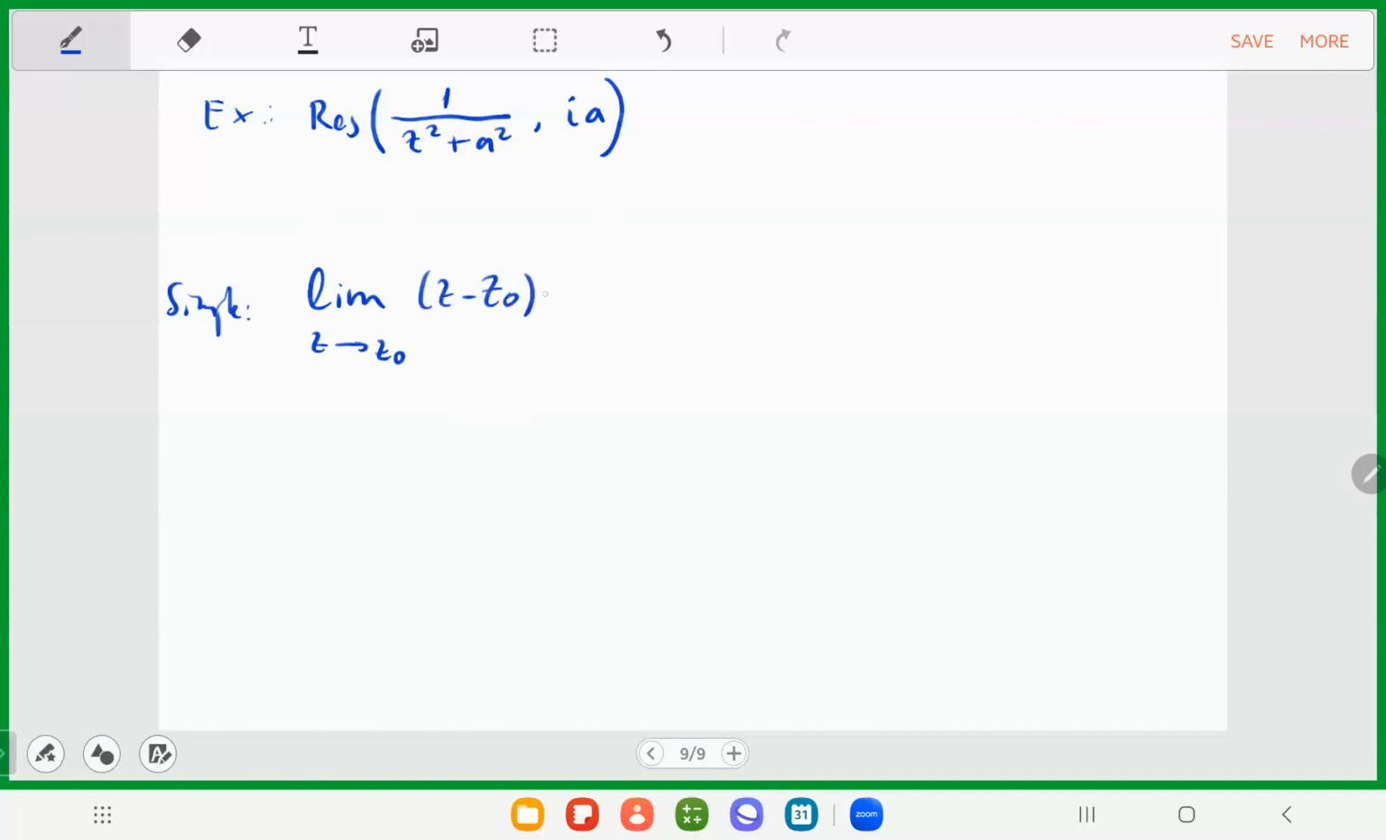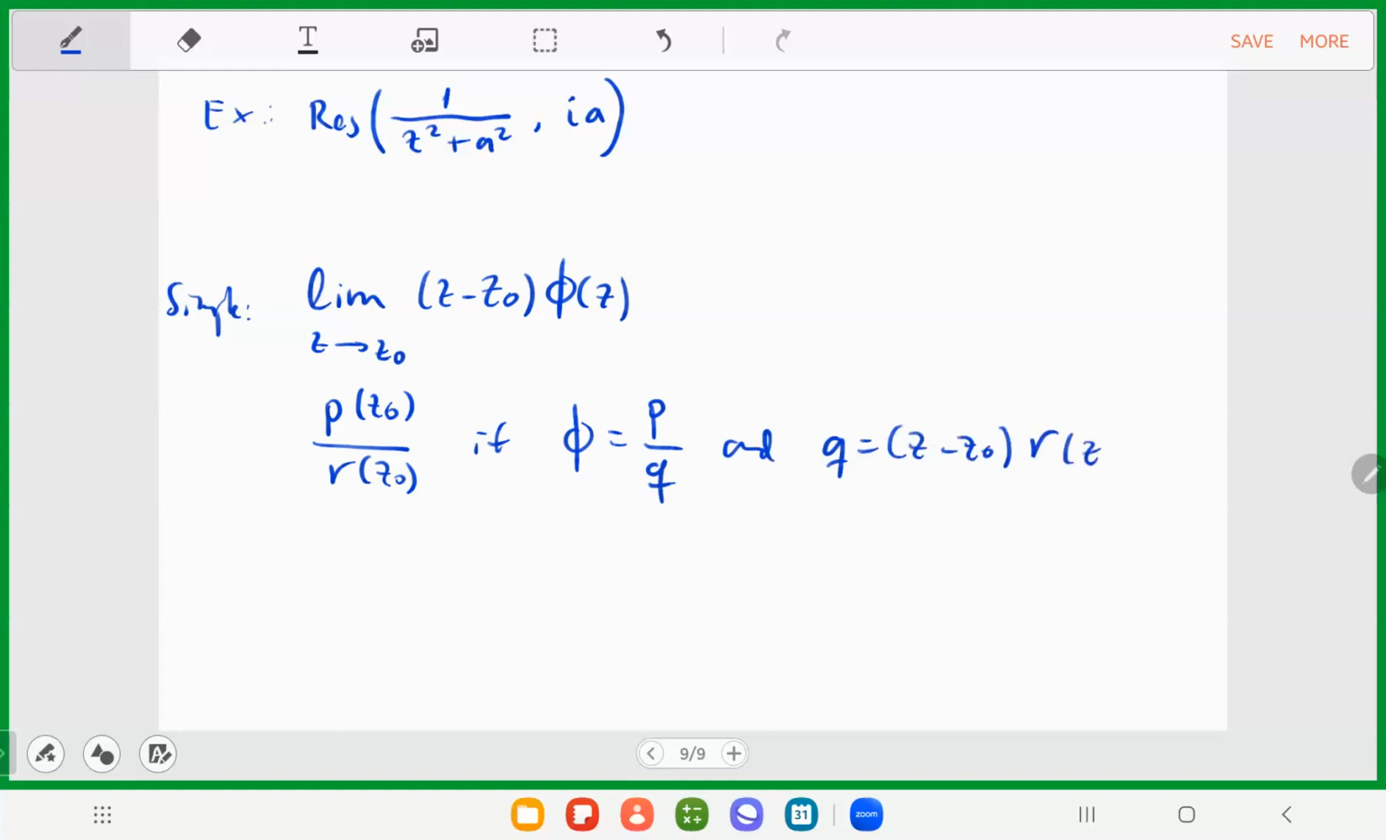The limit of z minus z0 times phi when z goes to z0, or p of z0 divided by r of z0 if phi is p divided by q and q is z minus z0 times r, or p of z0 divided by the derivative of q at z0. Again, if phi is p divided by q and p of z0 is analytic and not 0. Which one do you want to try here?